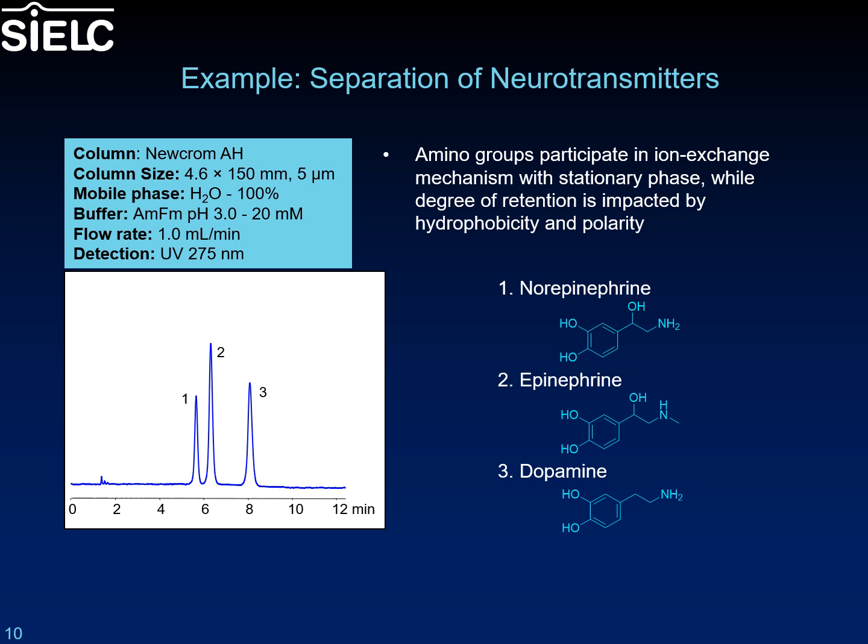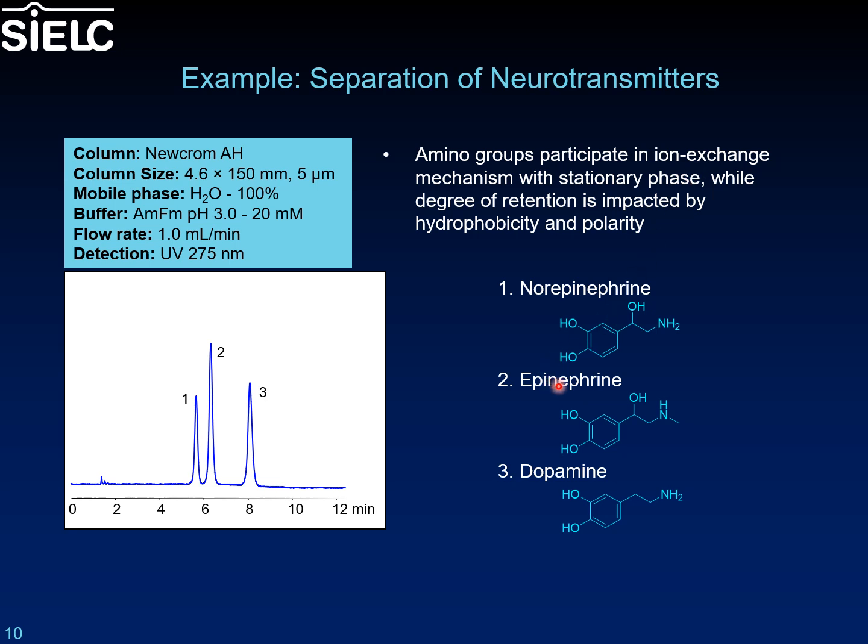On this slide, we are showing an example of the separation of neurotransmitters using a Newcrom AH column. The ionizing groups that participate in ion exchange here are the amino groups contained in these three neurotransmitters, each of which differs in their degree of substitution.